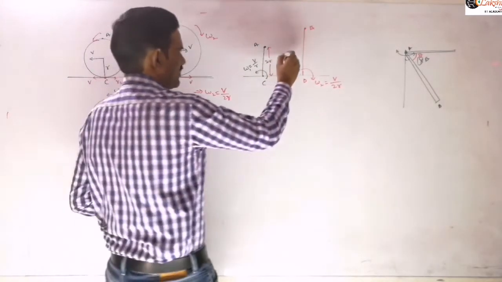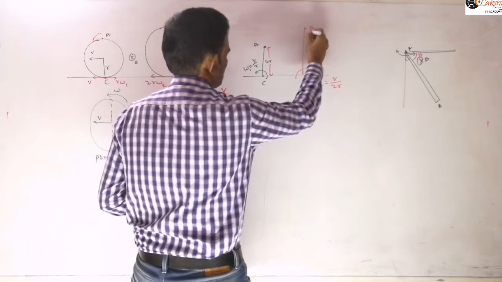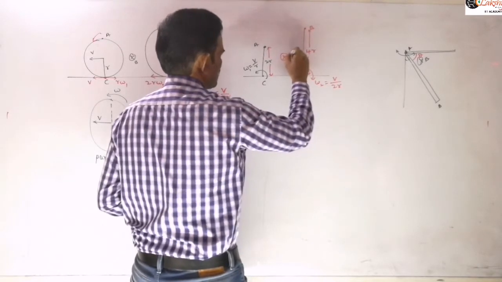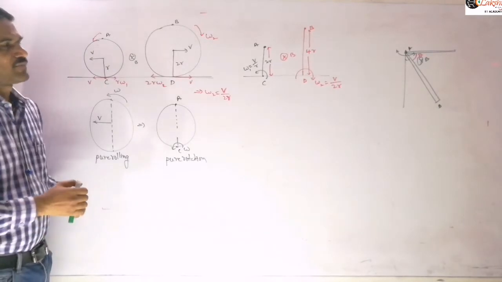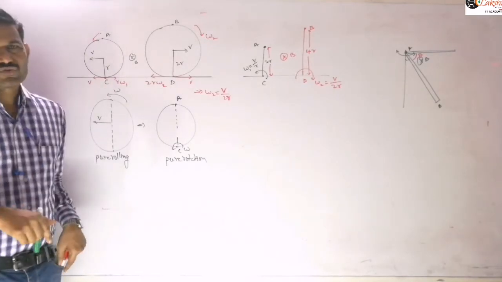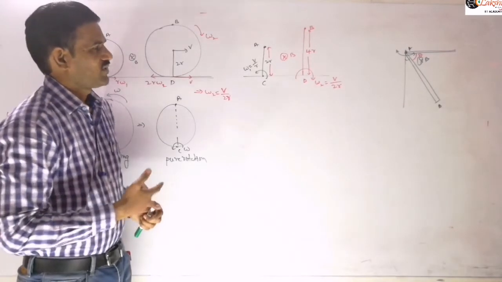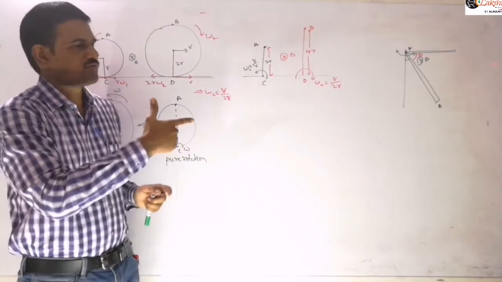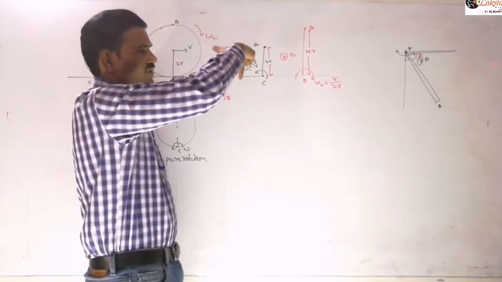Now its length is equal to 4R. The magnetic field is there into the plane. Now let us write the potential difference produced across A and C, and also identify which is at higher potential. The magnetic field is into the plane, and this conductor is moving along this direction towards the left. Then current is flowing in downward direction.